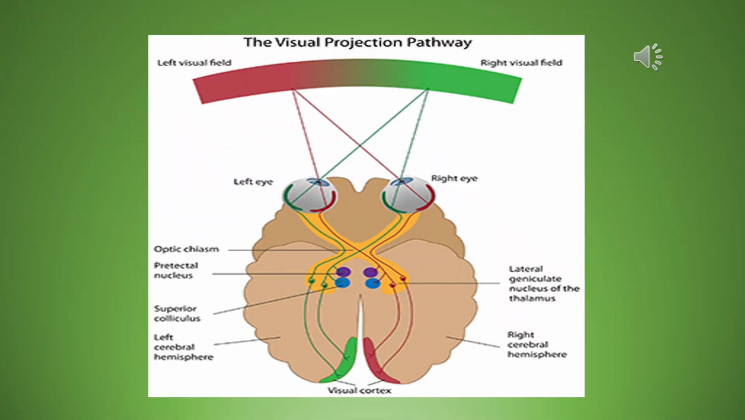Remember, the thalamus is the switchboard for incoming sensory signals. So it will direct that action potential, or those visual signals, to the visual cortex. The visual cortex is in the calcarine sulcus of the occipital lobes. So that is your visual pathway.